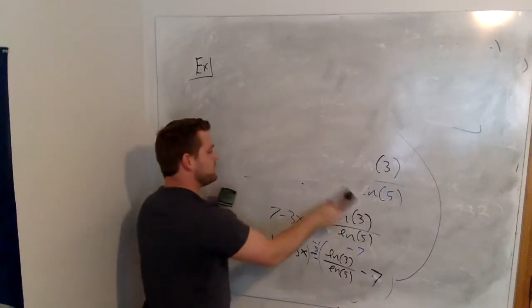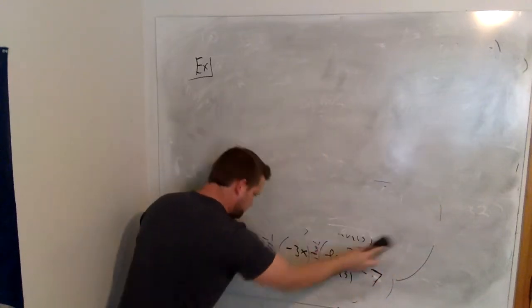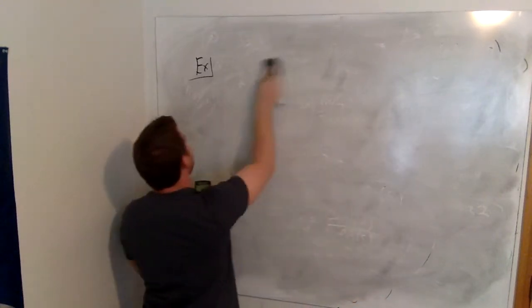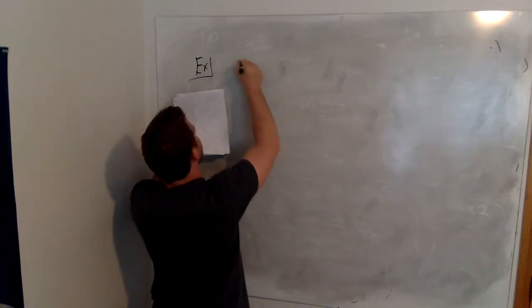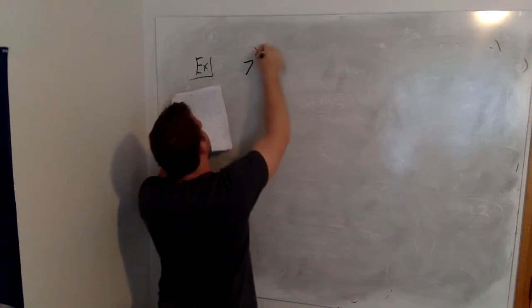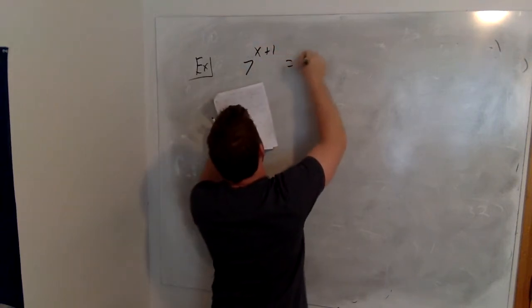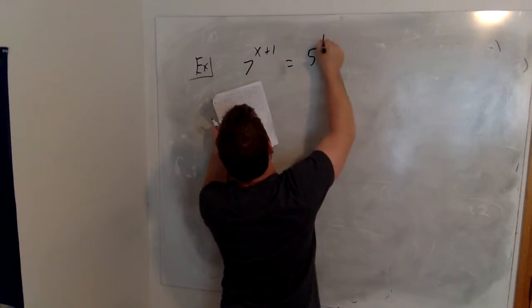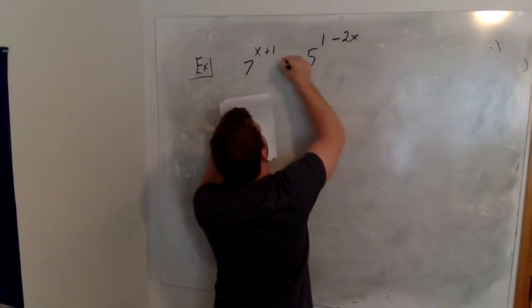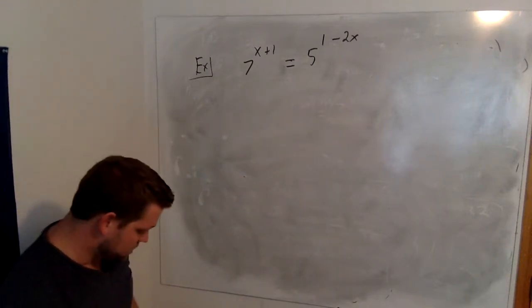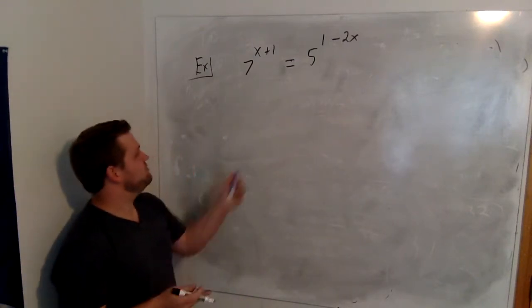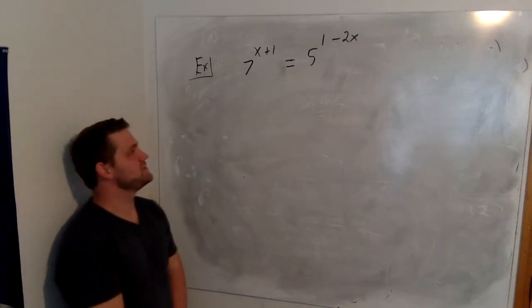Okay, so for these examples that I've just shown you, we've only had one exponential. There could be multiple exponentials. So let me show you what I mean. As our next example, let's say we have 7 to the x plus 1 is equal to 5 to the power of 1 minus 2x. So here we have another exponential equation that we want to solve. Go ahead and pause the video and maybe try this out on your own before we do it together.